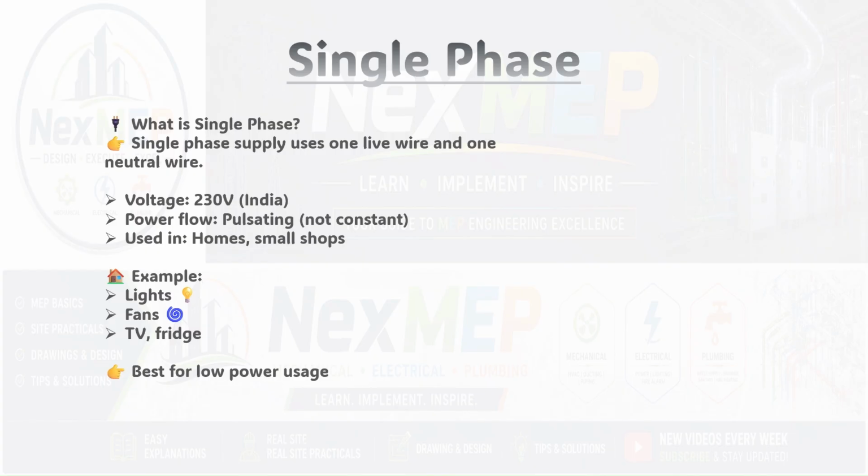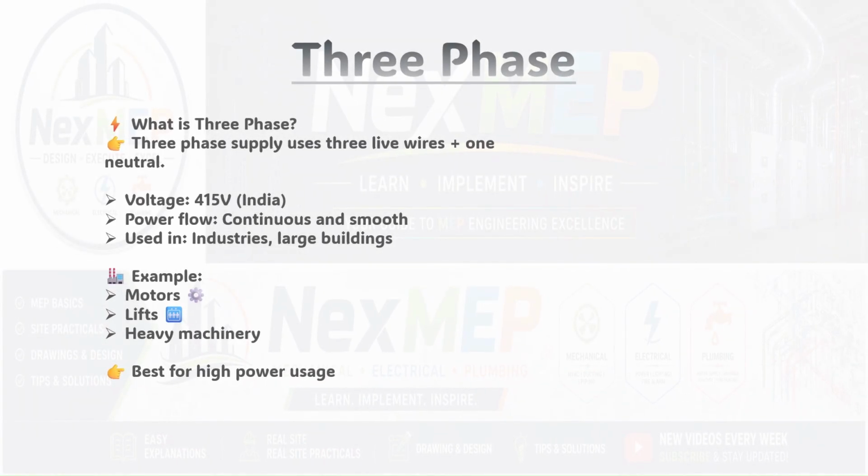Think about the devices at home: your lights, your ceiling fans, your TV, your fridge, all of these run on single-phase supply. It's perfect for low-power applications. Now let's look at 3-phase supply. 3-phase supply uses 3 live wires plus 1 neutral wire. In India, the standard 3-phase voltage is 415 volts. Unlike single-phase, the power flow in 3-phase is continuous and smooth, because the 3 phases take turns delivering power, keeping the supply steady at all times.